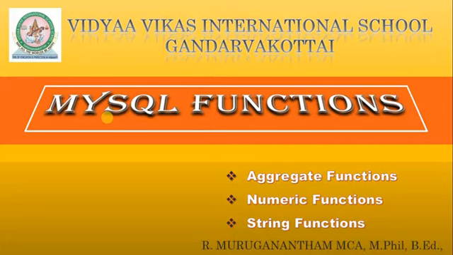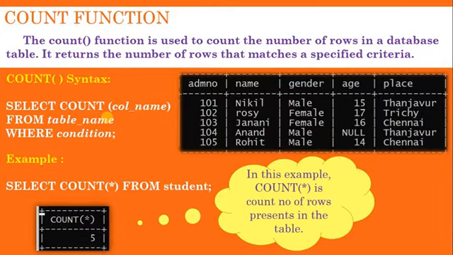Okay, now we are going to discuss aggregate functions. The first function is the count function. It is used to count the number of rows in a table. We are able to count the number of records present in a table, and also we can give some condition. Only those records that satisfy the condition are counted.